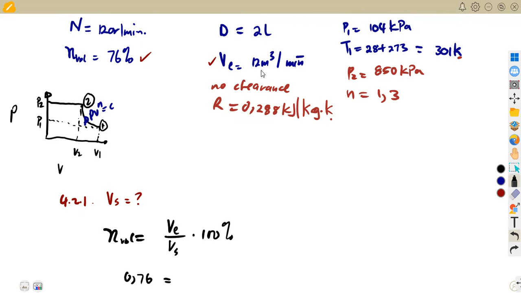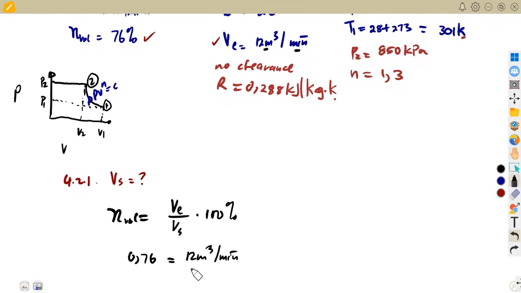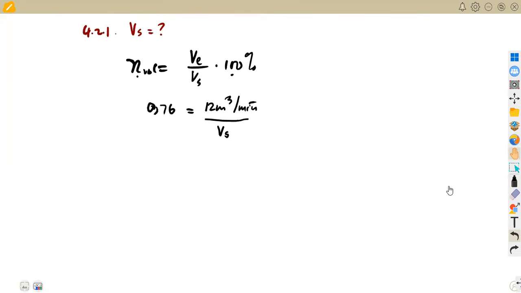Our effective volume is given as cubic meters per minute. So let me write this is 12 cubic meters per minute so that we do not have confusion at the end. We are supposed to calculate this Vs, which is our stroke volume. The 100% is the one that I divided here so that it gives us a decimal 0.76. So if you take note on your calculations here, you are going to obtain the stroke volume in cubic meters per minute also, because what we are given as the effective volume is in cubic meters per minute. All right, let us formulate this and calculate our Vs.